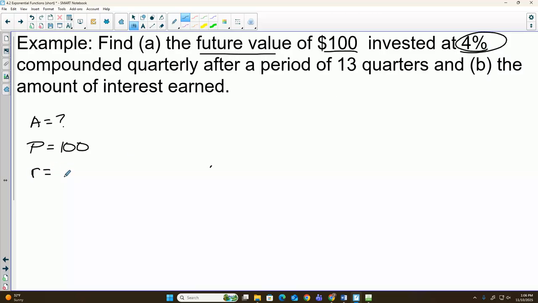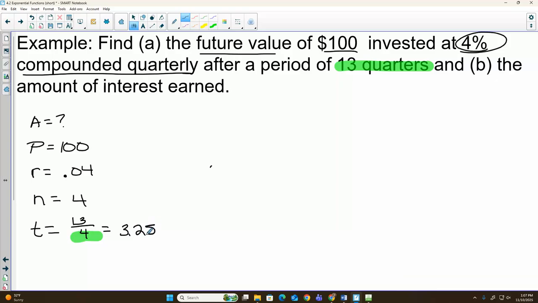If I move 4% into decimal form, that would be 0.04. Compounded quarterly. N is the number of times we compound in one year, so quarterly would be 4. And my time, we have to pay a little more attention. 13 quarters. Time has to be measured in years. So how would I turn 13 quarters into years? 3 1/4 years. You divide it by 4 because there are 4 quarters in a year. So we get 3.25.